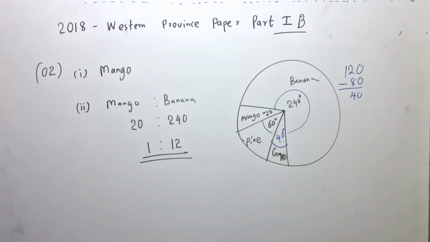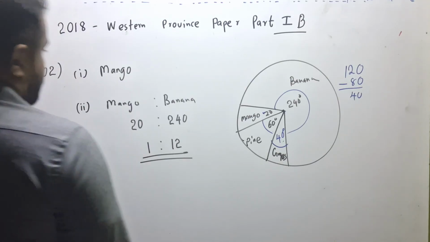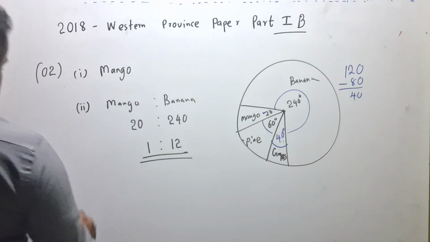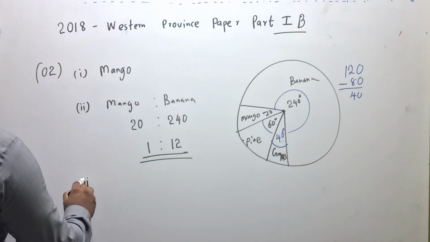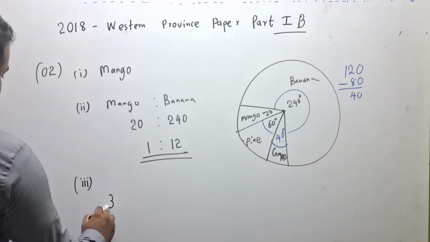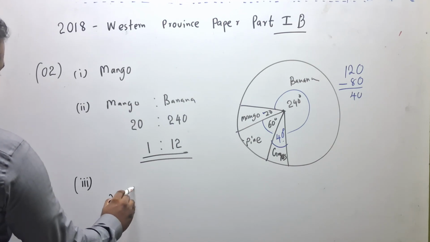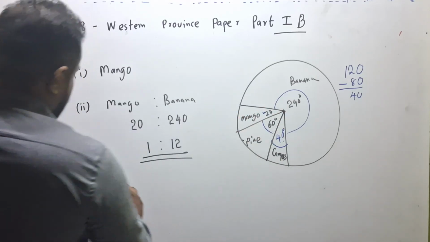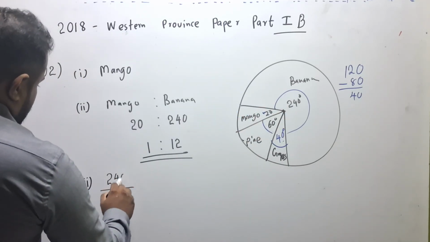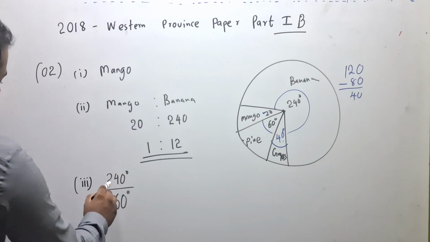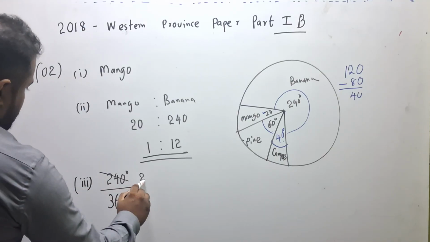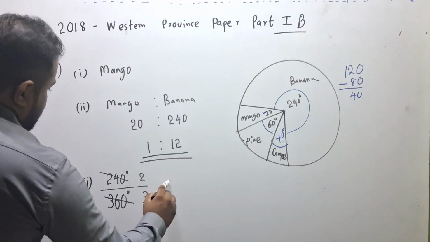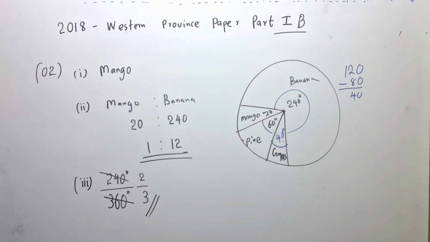What fraction of the whole land is used to cultivate banana? Easy question. The whole land can be taken as 360 degrees and the banana is 240 degrees. When you simplify them, this is 120 times 2, this is 120 times 3. So 2/3 of the whole land.